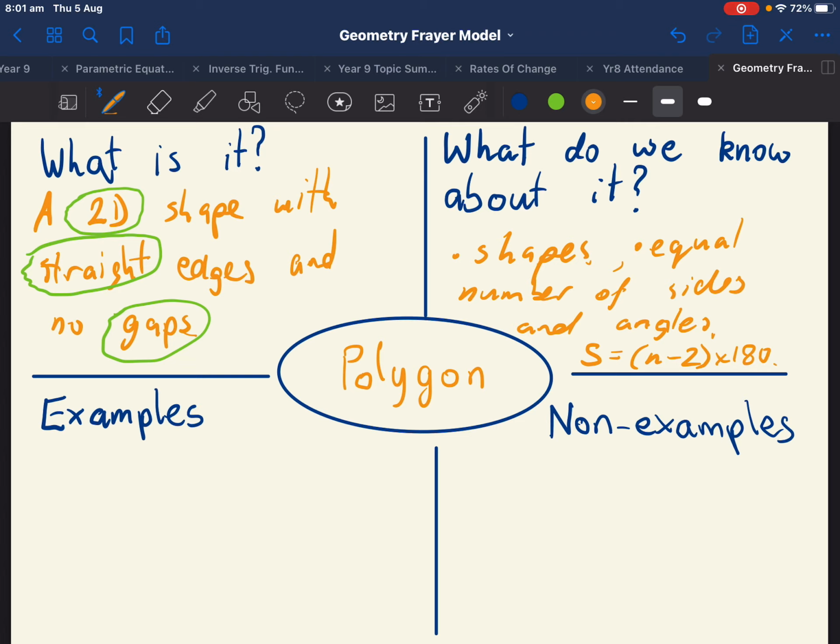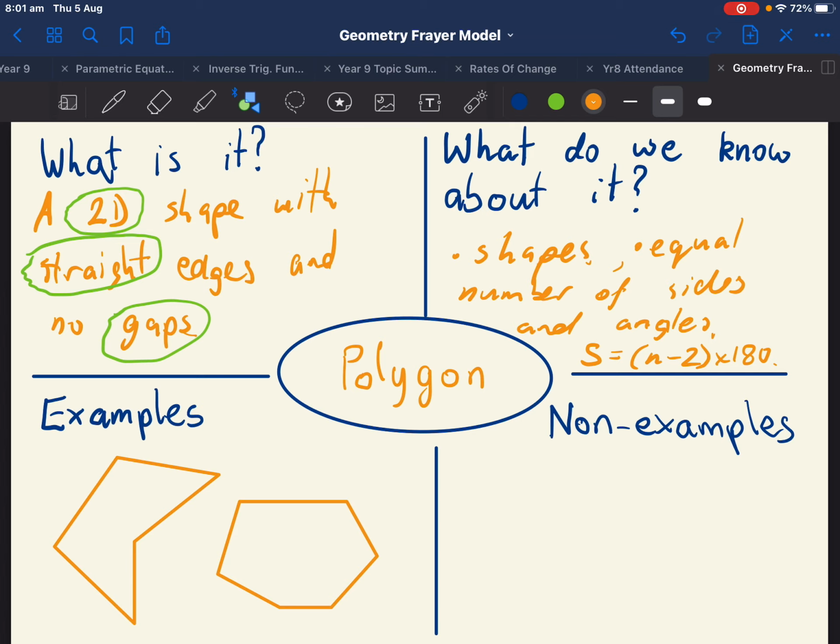All right, on to the next section, where we provide some examples of what a polygon is. In this section, we say, okay, the word is polygon, so let's do some examples of what a polygon would look like. So here we go. I'll put in a couple. There we go, there's one. And there's another one.